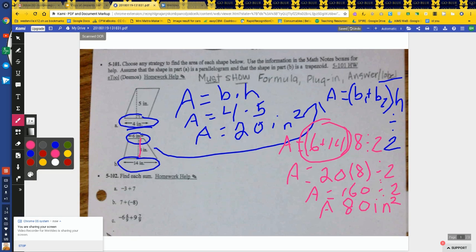So a little different, pretty much similar to your triangle. Again, you just have to add your two bases, multiply by your height, divide by 2. So again, not too hard when you have the formula.